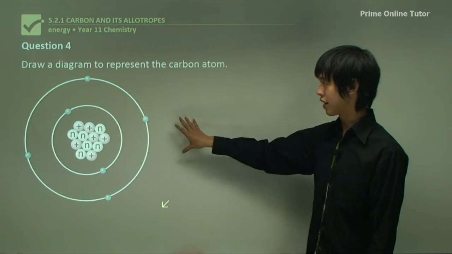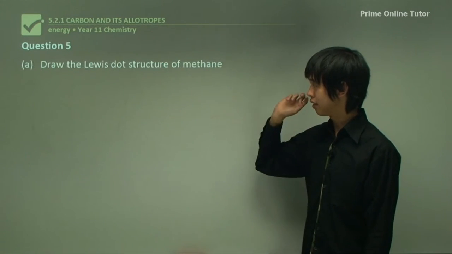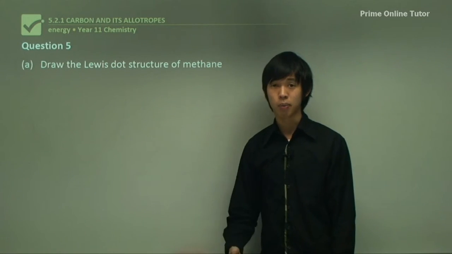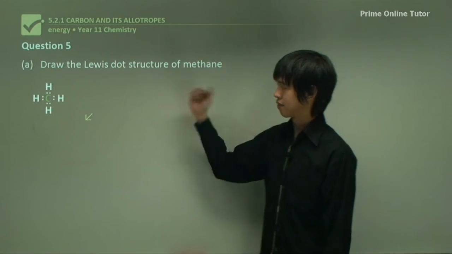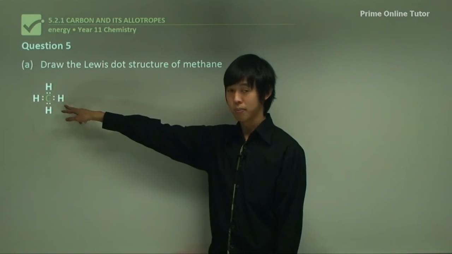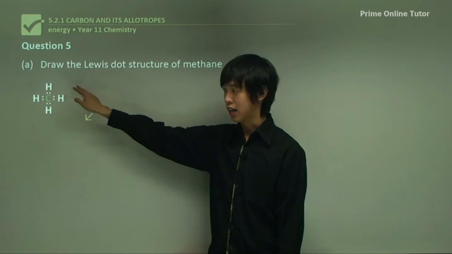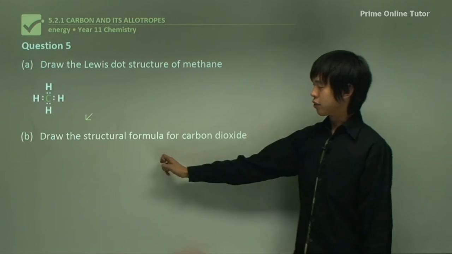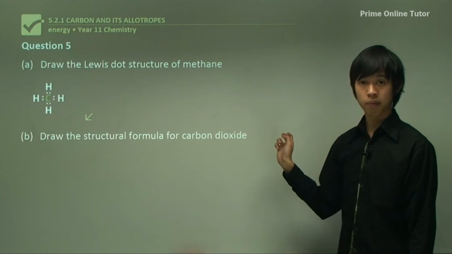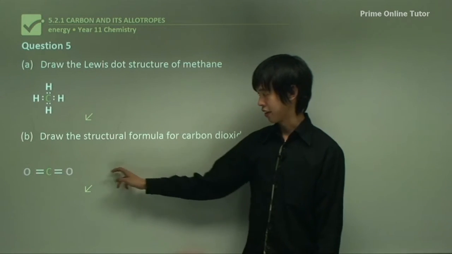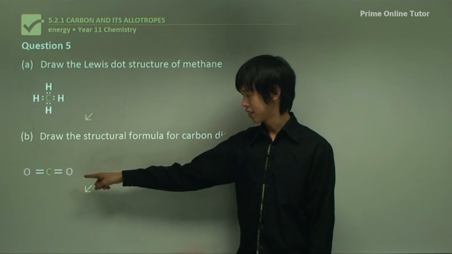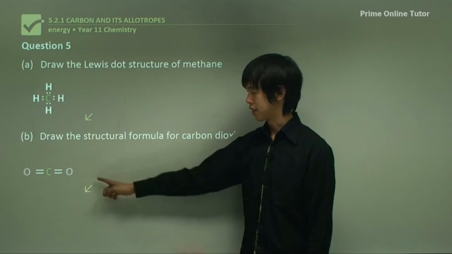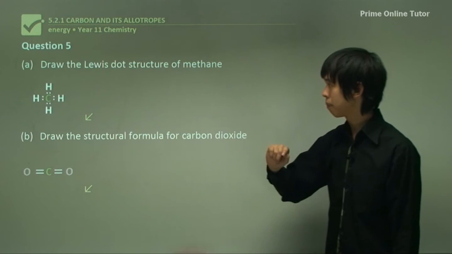Is that clear? So if that is okay, we'll move to the next question, which is draw the Lewis dot structure of methane. So we saw methane in one of the earlier parts of this lesson, and that's what it looks like. Single carbon in the middle, covalently bonded to 4 hydrogens around the outside. Now draw the structural formula for carbon dioxide. And again, we saw that in an earlier part of the lesson, and that's just O double bonded to C, which is then double bonded to another O.